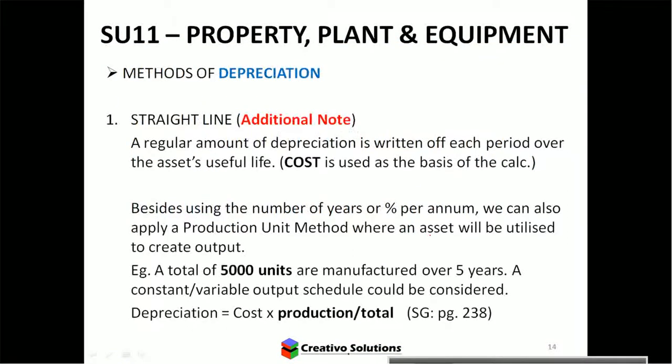Right, the last bit is just a note. This is just something additional that the study guide gives you. It's not in the textbook, but the UNISA study guide gives a note here about units of production. I've never seen them test this because it's literally one example in your study guide. It's just looking at number of units. So this means the machine is going to manufacture 5,000 units. So in year one, if I manufacture 500 units, I'm going to divide 500 by 5,000 and times it by the cost.